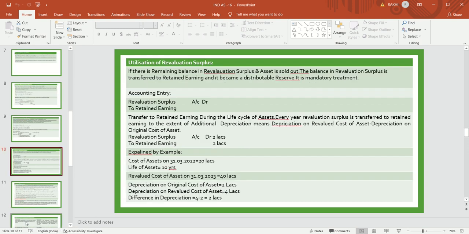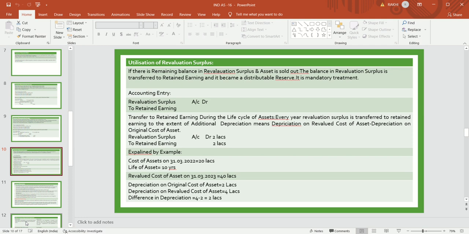Utilization of revaluation surplus. If there is a remaining balance in the revaluation account and the company wants to sell its asset and the asset is sold, then what treatment will the company do for the revaluation surplus? The company will totally transfer that revaluation surplus to the retained earning.